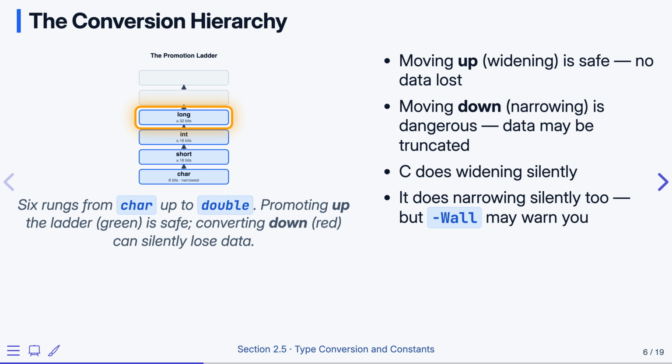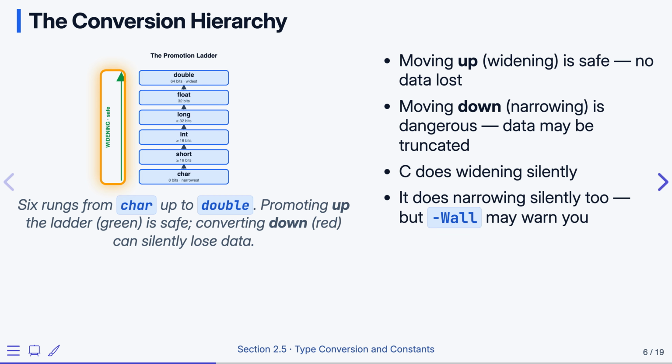Now we move into the floating point types. First is float, which is 32 bits and can hold a fractional part. And at the very top is double. A double is 64 bits. It is the widest type on the ladder and the safest one to convert into.